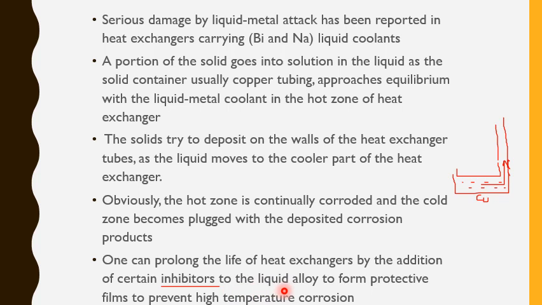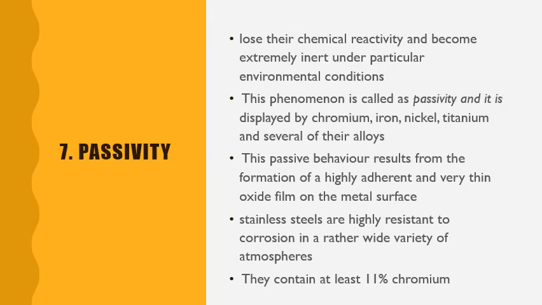Inhibitors are added to the liquid alloy to form protective films to prevent high temperature corrosion. Passivity of metal. Passivity is actually the formation of a protective layer on some metal surface. Due to this protective layer, further corrosion is stopped.